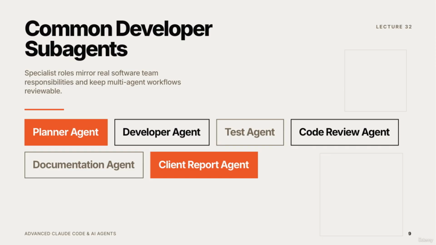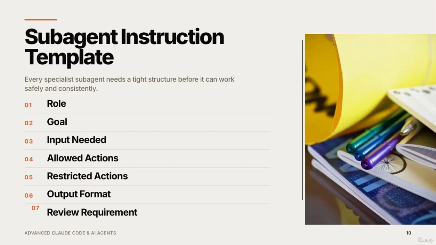in software development. Every specialist subagent requires a well-defined structure to operate safely and reliably. This structure is outlined in the subagent instruction template, which includes several key components. First, we define the role of the subagent, clarifying its specific function. Next, we establish the goal to ensure alignment with the overall objective.